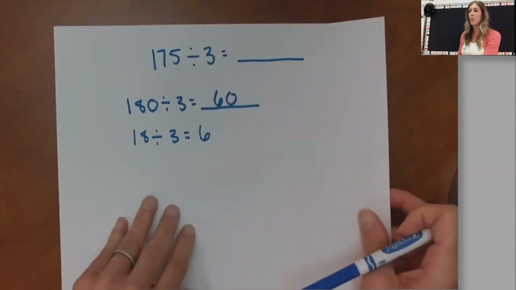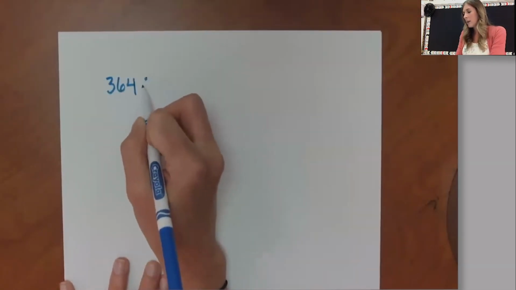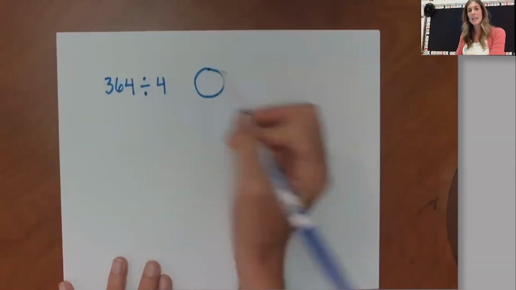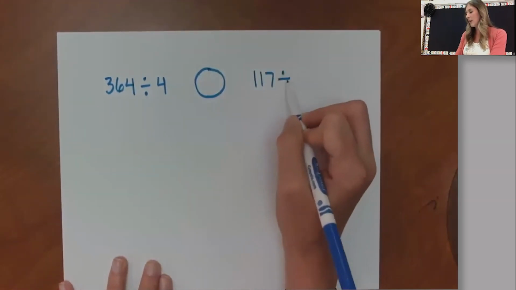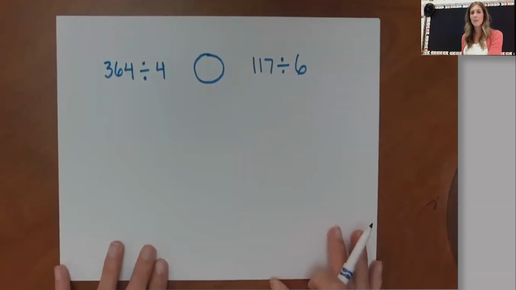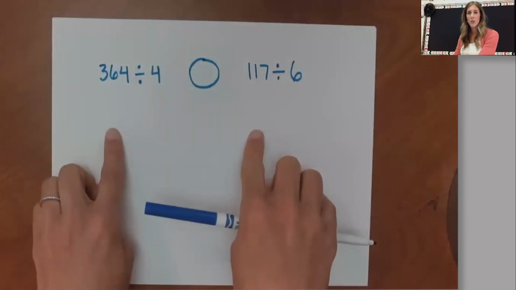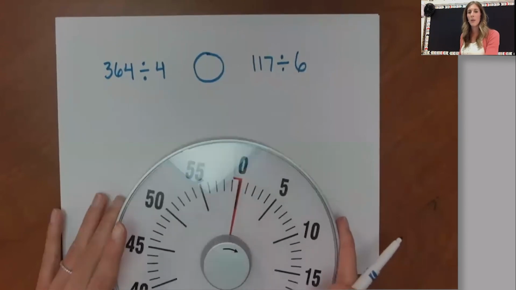This time I'm going to give you one where you estimate which quotient would be greater than, less than, or equal to. So write this at the top of your paper: 364 divided by 4. We're going to do a little circle because you're going to decide, is it less than, greater than, or equal to 117 divided by 6? Think about your compatible numbers that you could rewrite to do mentally in your head. I'll give you 2 minutes to solve this problem on your own, and then we'll check together.